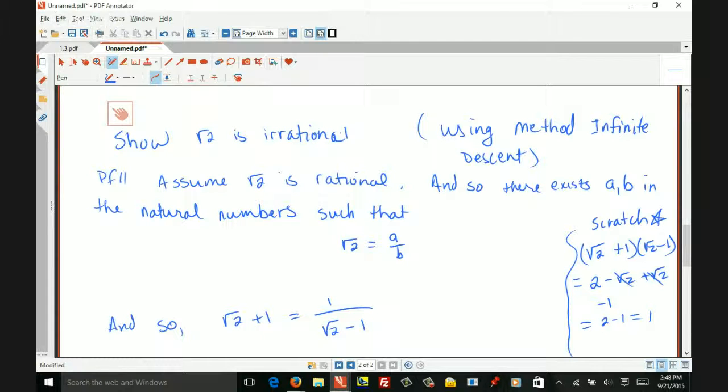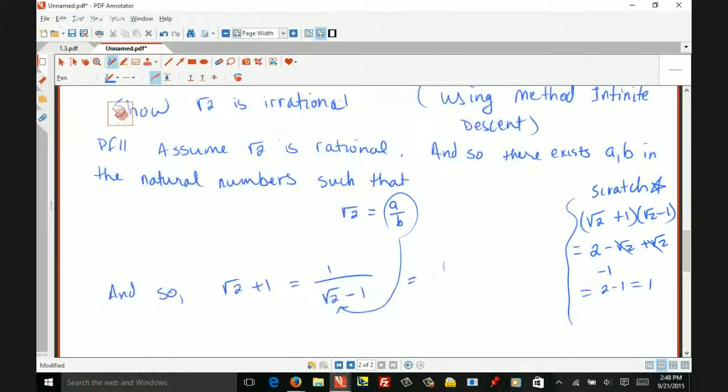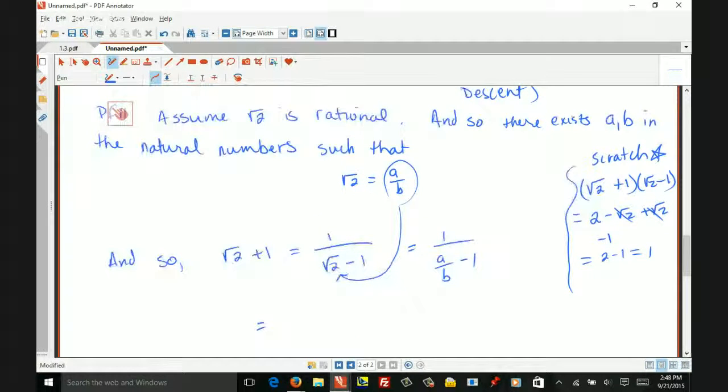Now, square root of 2 is A over B. So we're going to plug in for A over B right there. Now, this is called arithmetic. What do you do when you're adding a fraction and a number? Common denominator. So let's get our common denominator. What do you think it should be? Yeah, A over B minus B over B. So then that becomes 1 over (A minus B) over B.